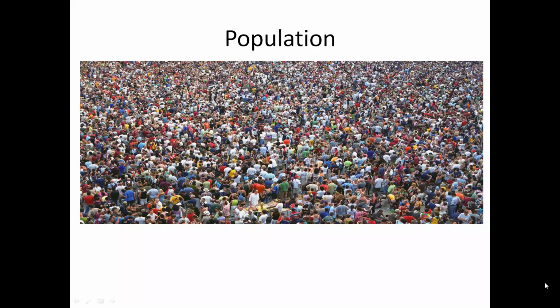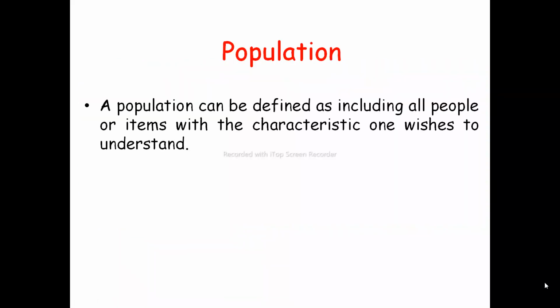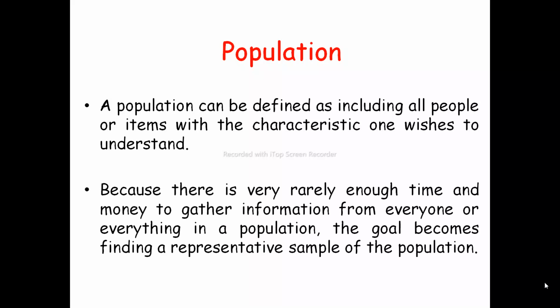Maybe your population is all the cars on the road and you want to know how many of them are battery operated. So, a population can be defined as including all people or items with the characteristic one wishes to understand. Because there is very rarely enough time and money to gather information from everyone or everything in a population, the goal becomes finding a representative sample of the population.